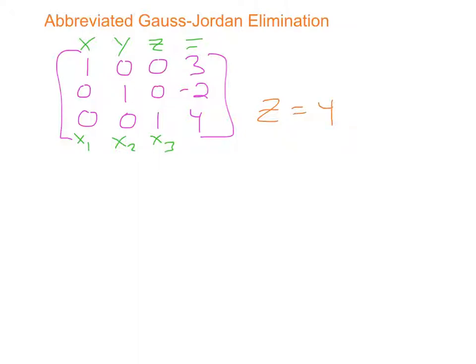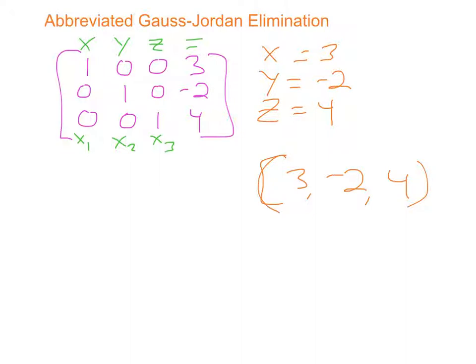On the second line, there are no x's and there are no z's, but there's one y. So that would simply mean y equals -2. And on the top line, you can see that x equals 3. So the solution to this is very nice. It's just (3, -2, 4). That should have been a soft bracket.